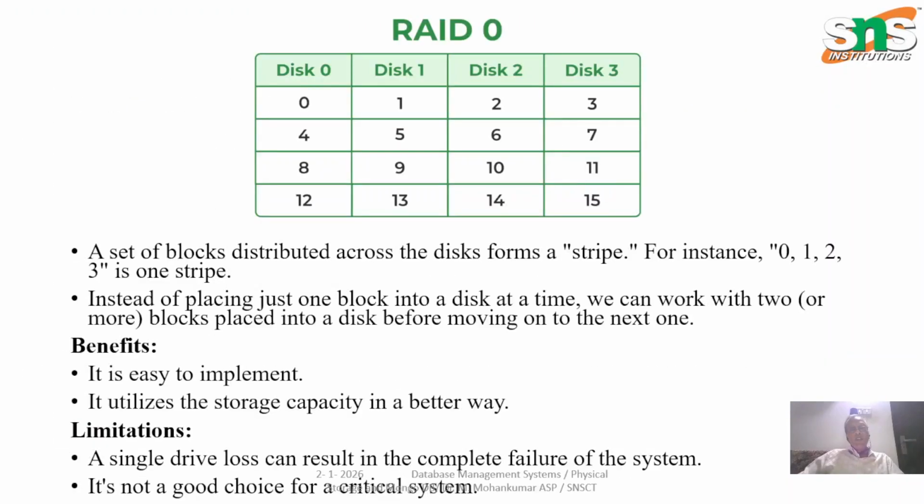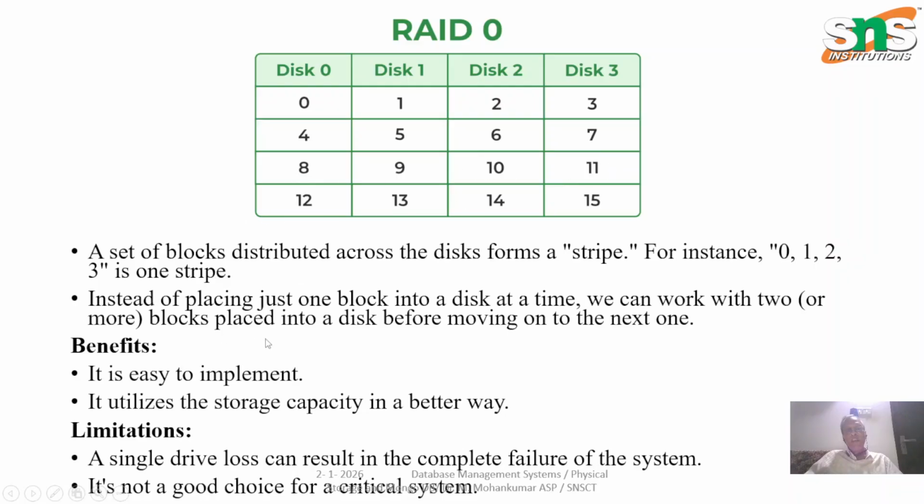In the RAID 0 concept, we have disk 0, disk 1, disk 2 and disk 3, holding blocks 0, 1, 2, 3, 4, 5, 6, 7, 8, 9, 10, 11, 12, 13, 14 and 15. A set of blocks distributed across the disks forms a stripe. For instance, blocks 0, 1, 2, 3 are one stripe. This is the first stripe, this is the second stripe, this is the third stripe and the fourth stripe.